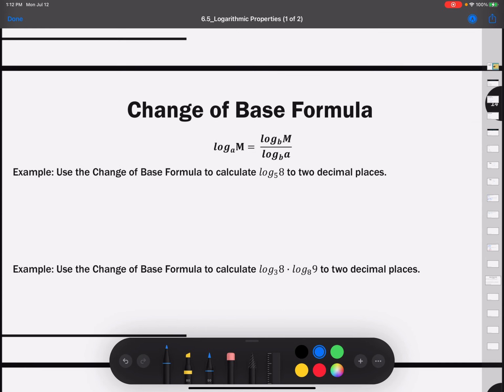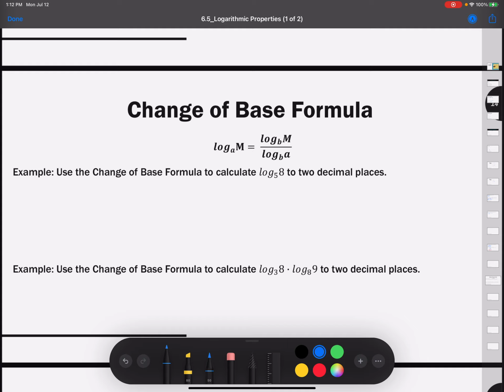So change of base formula, you can go from any base, so you can go to a log base 8 to a log base 10. You can go from a log base 5 to a log base 3. You can go from any base to any base that you choose, okay?